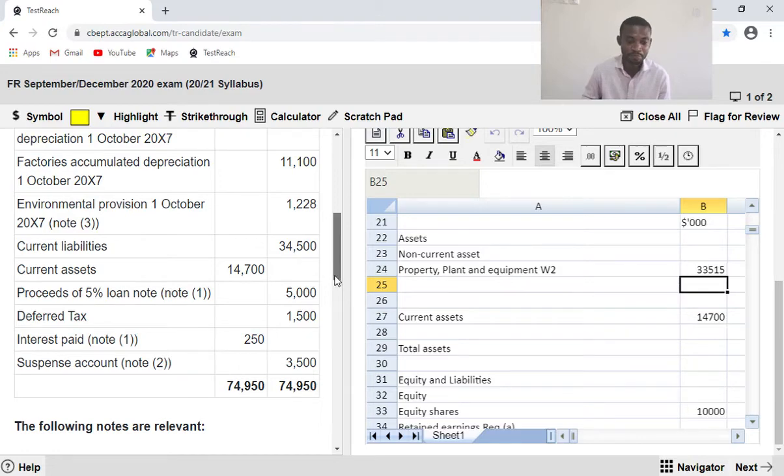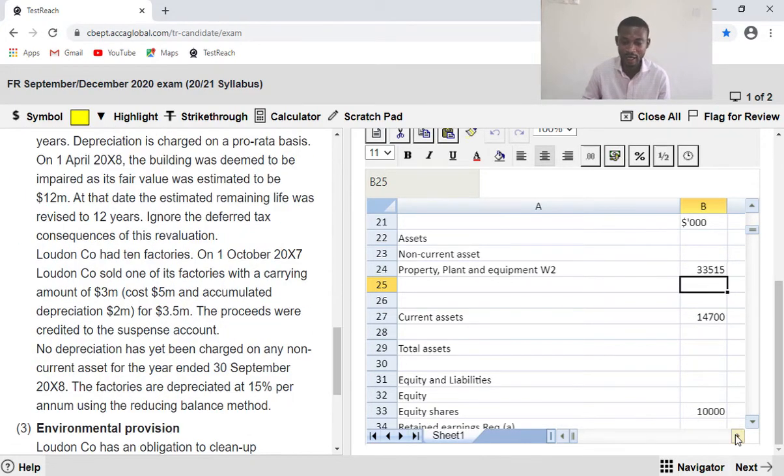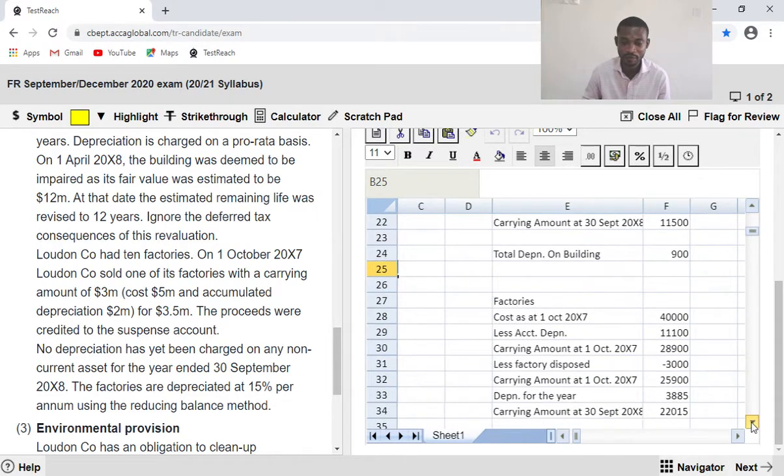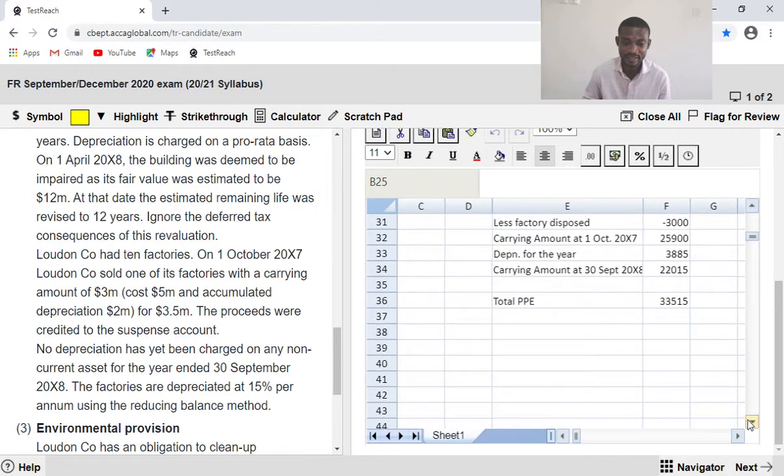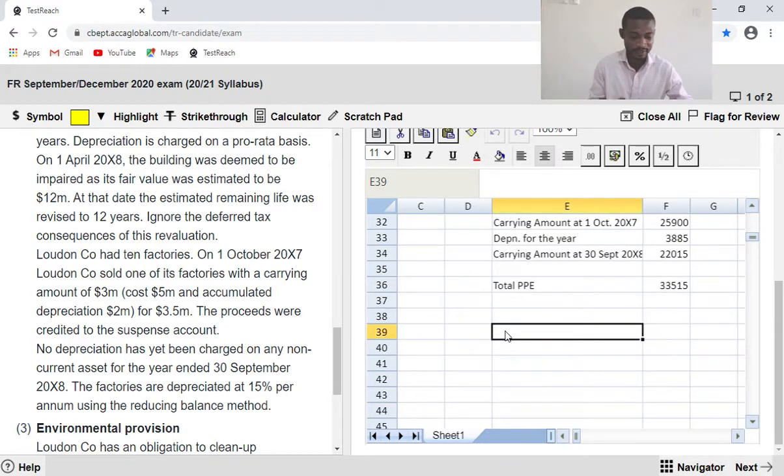So I'll go and build a working here. So I'm going to reveal my workings again and say, you know what, workings 3, my environmental provision. You need to always label your workings so the marker can easily locate it for you. So the first thing I'll do is to find the unwinding cost, the unwinding interest.